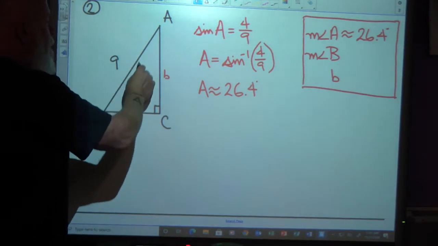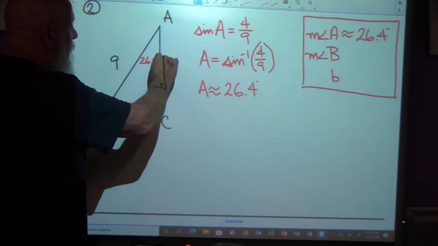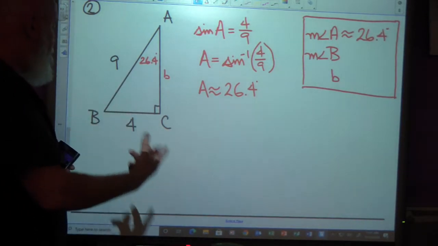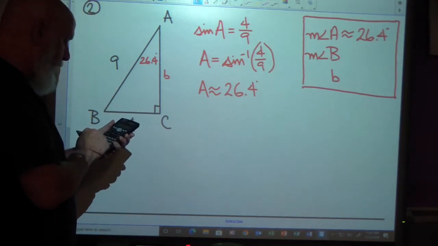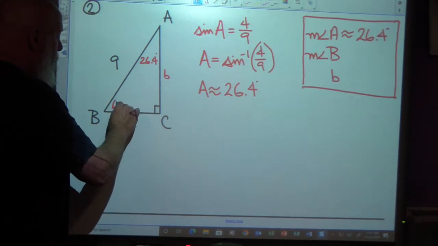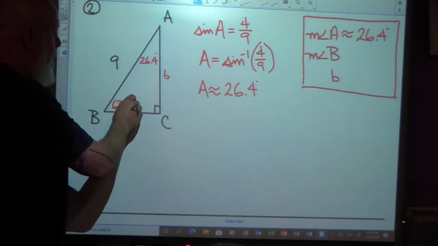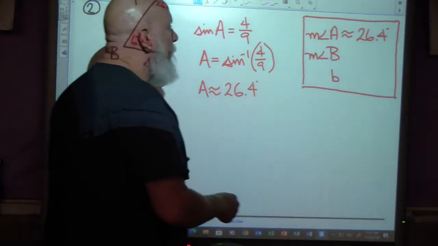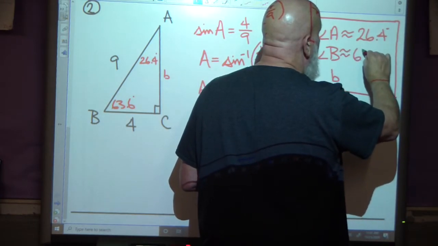Now, if I know that this is 26.4 degrees approximately, I can easily find this angle just by subtracting 26.4 from 90. So I'm going to say 90 minus 26.4 is equal to 63.6. That's what this angle will be, because these two acute angles have got to add up to 90 degrees, because this is 90, and 90 plus 90 is 180. So 63.6, if I haven't made an arithmetic mistake. So there's two of the angles.